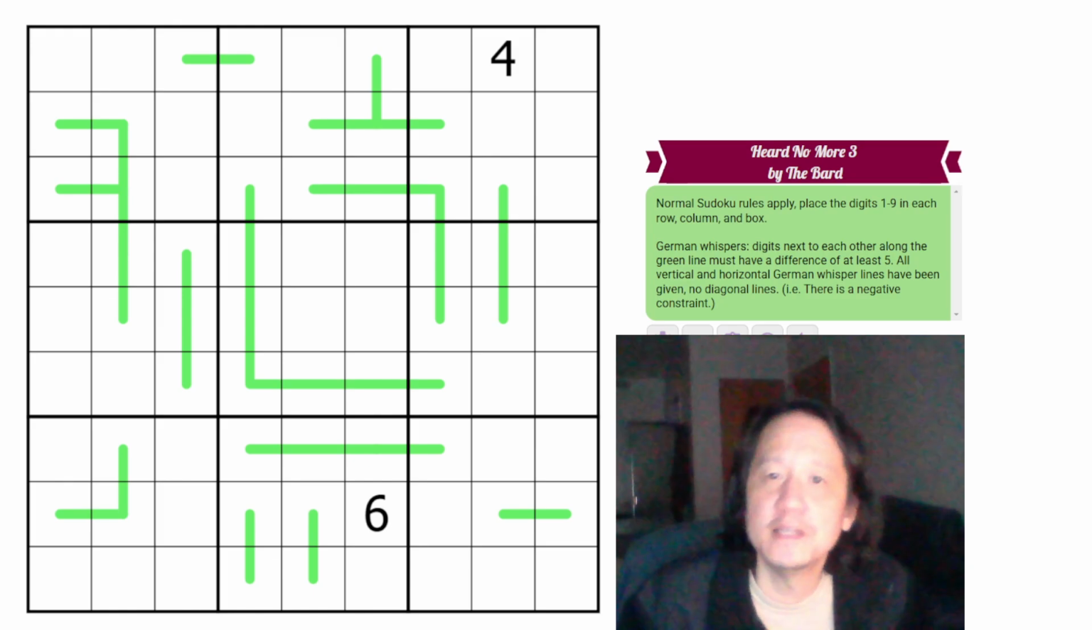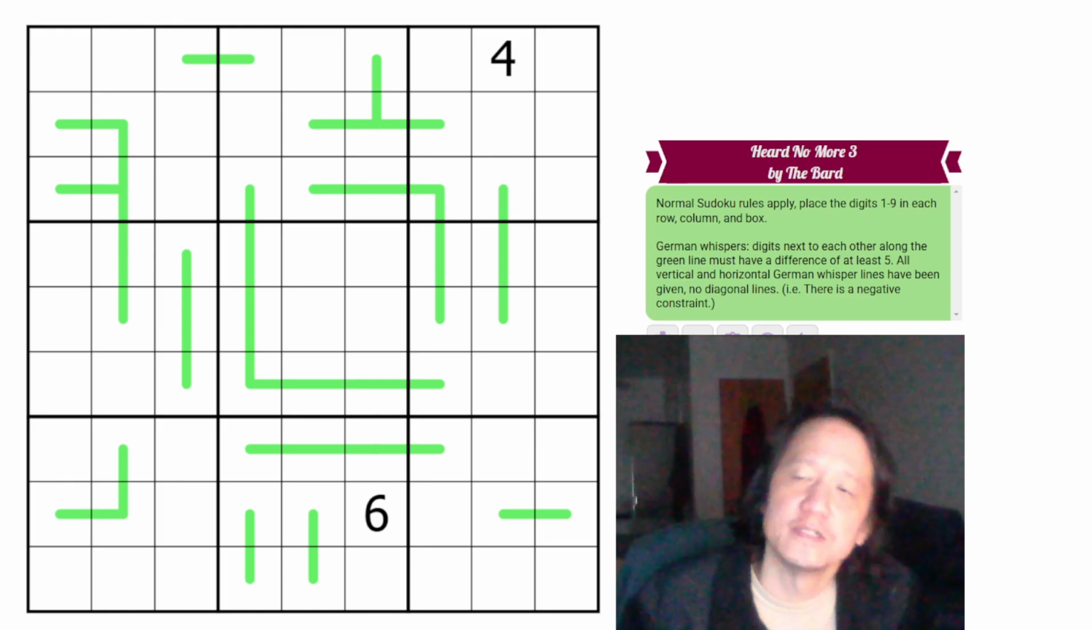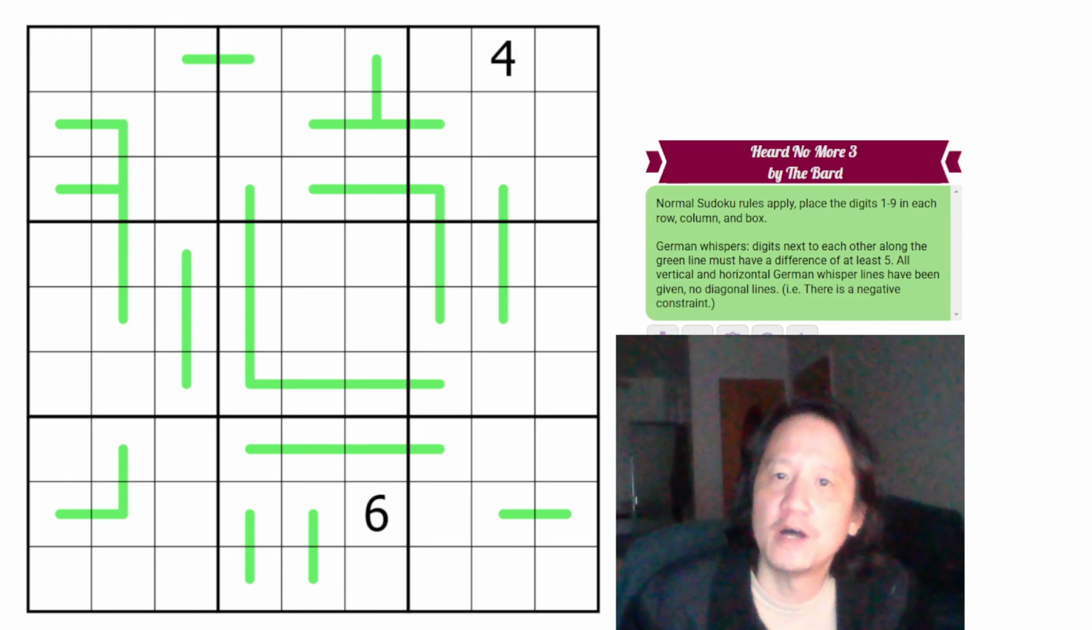Now take the easiness with a grain of salt because it's considered easy by the people on the Logic Masters Germany forum, and there's a lot of really smart people there. Today's puzzle is called Heard No More 3 by the Bard, and here are the rules.